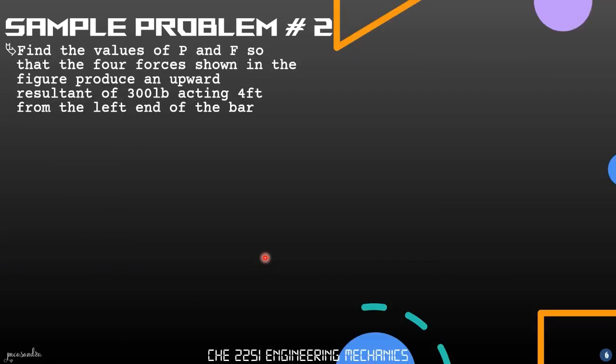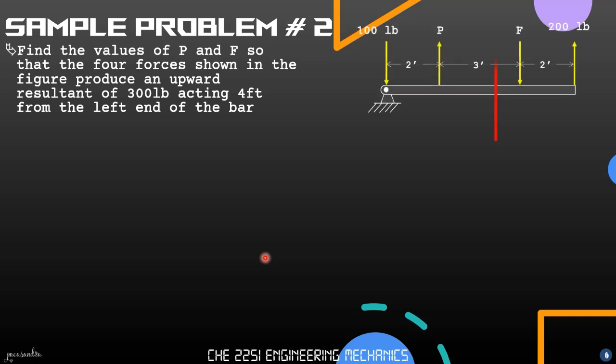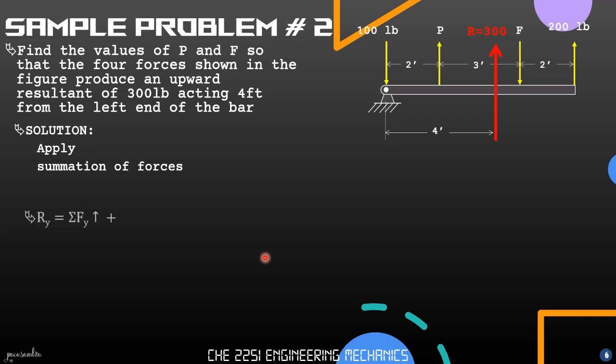So problem number 2: find the values of P and F so that the four forces shown in the figure will produce an upward resultant of 300 pounds acting 4 feet from the left end of the bar. To solve this problem, we will first apply our summation of forces. So Ry is equal to the summation of forces along the y-axis, and we have positive direction upwards.